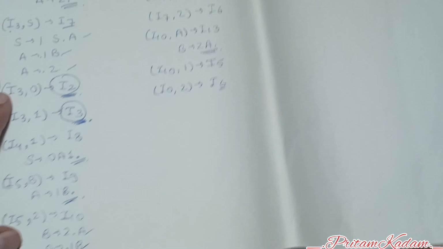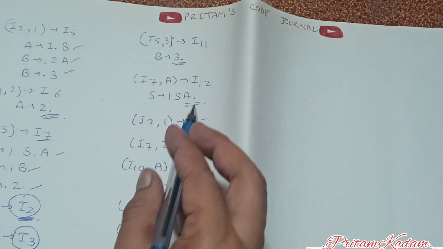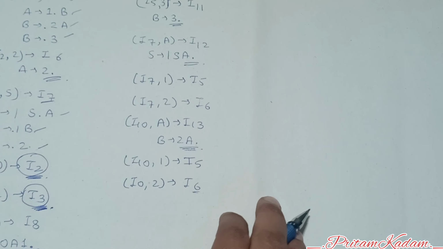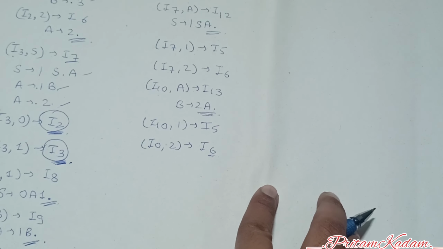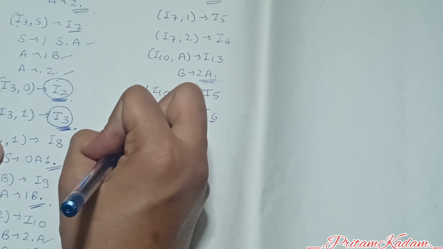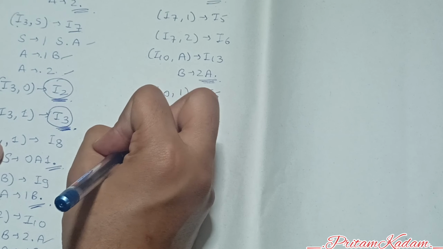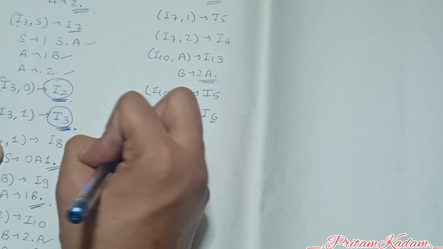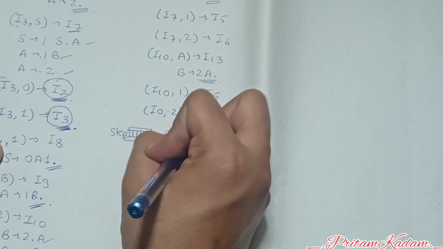So we have completed this one. I11 is complete, I12 is complete, and I13 is also complete. Now we'll proceed ahead for the next step. So let us make the goto graph first, and then we will have the parse table. Okay, so step 3, goto graph.